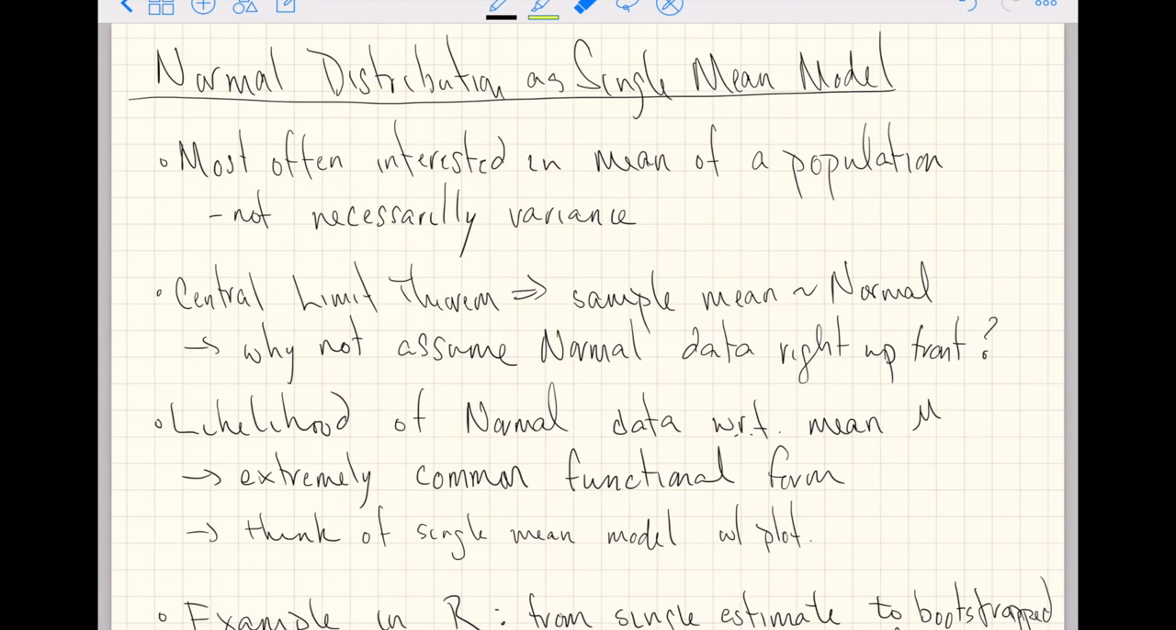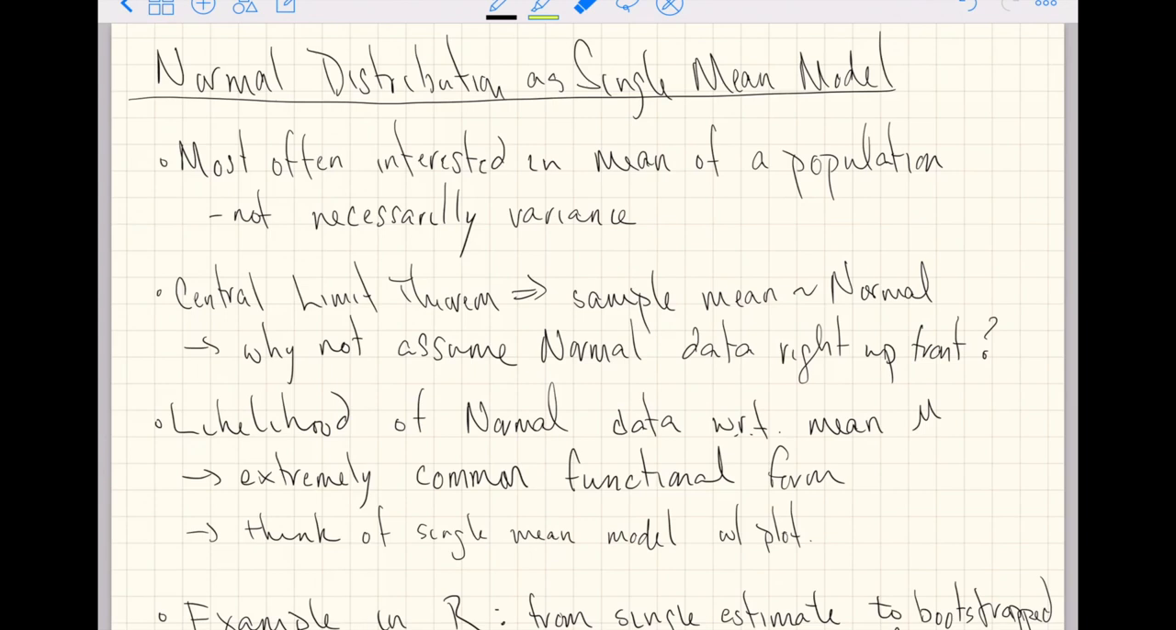Now, the world of statistics is starting to move away from this assumption, but it is still the entry point of the way to think about modeling, and that's how we're going to think about modeling for the rest of the class, almost always assuming normal data because of this second bullet point right here.